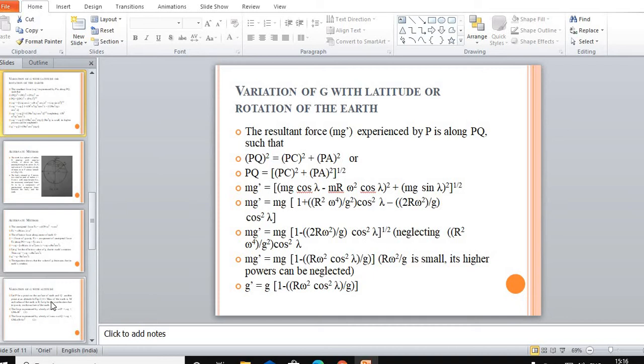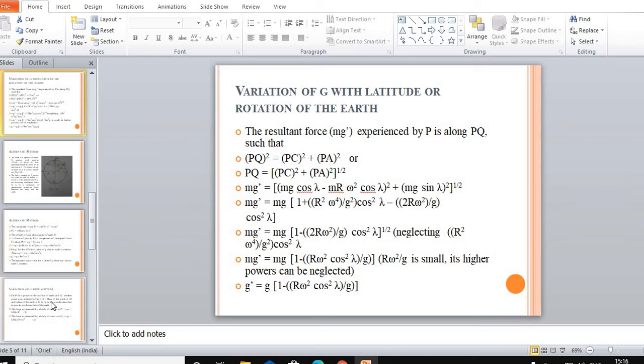The resultant force mg prime experienced by P is along PQ such that PQ squared is equal to PC squared plus PA squared, or PQ is equal to (PC squared plus PA squared) the whole power 1 by 2. mg prime is equal to [(mg cos lambda minus m r omega squared cos lambda) the whole squared plus (mg sin lambda) the whole squared] the whole power 1 by 2. mg prime is equal to mg into [1 plus r squared omega power 4 divided by g squared cos squared lambda minus 2 r omega squared by g cos squared lambda].